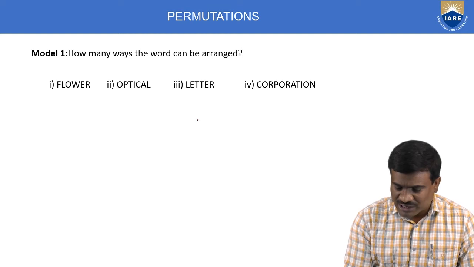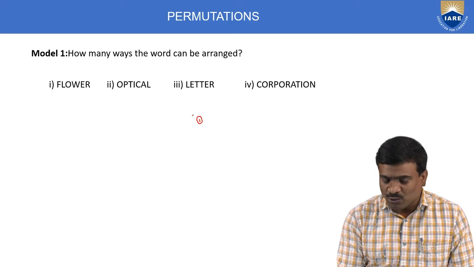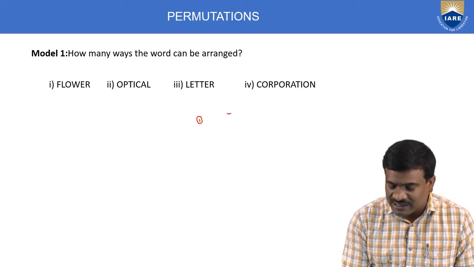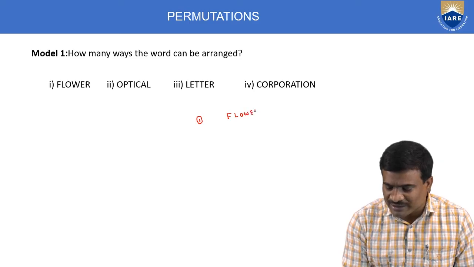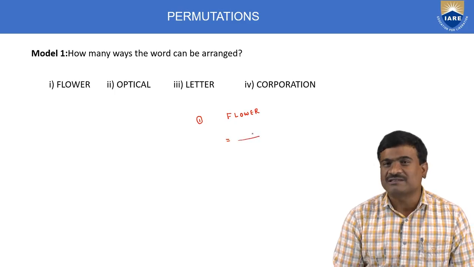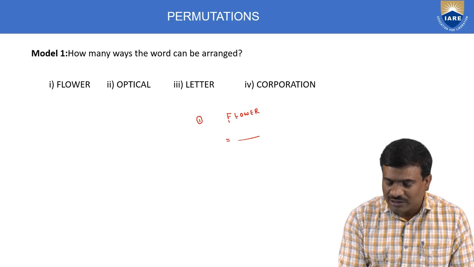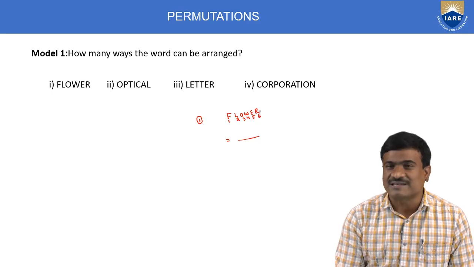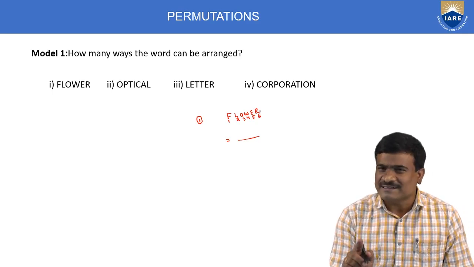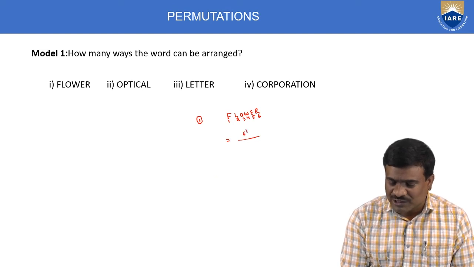Here, the first sub-question: calculate the total number of arrangements. The total number of arrangements for the word FLOWER has a numerator and a denominator. The numerator is the total number of letters in FLOWER, which is 6 letters. Six letters are arranged in 6 factorial, so the numerator is equal to 6 factorial.